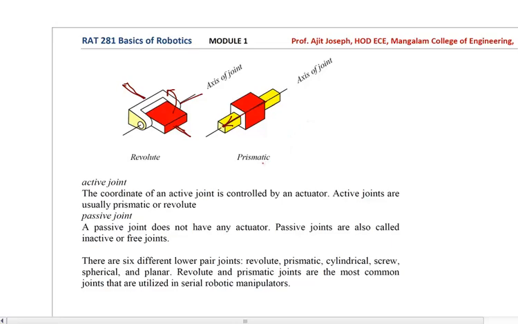Now we are going to come to the actuated and non-actuated joints, which are also called the active joint or the passive joint. So what is the meaning of an active joint? The coordinate of an active joint is controlled by an actuator.